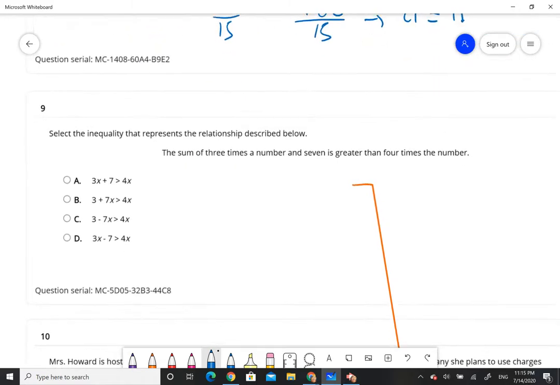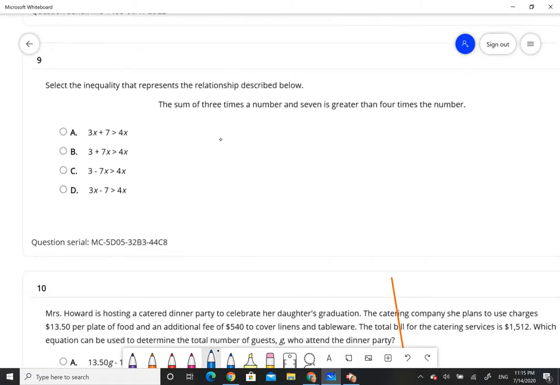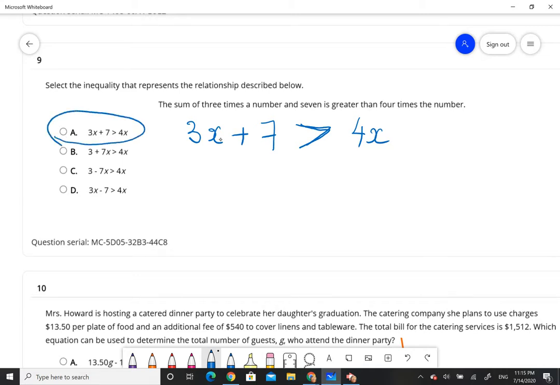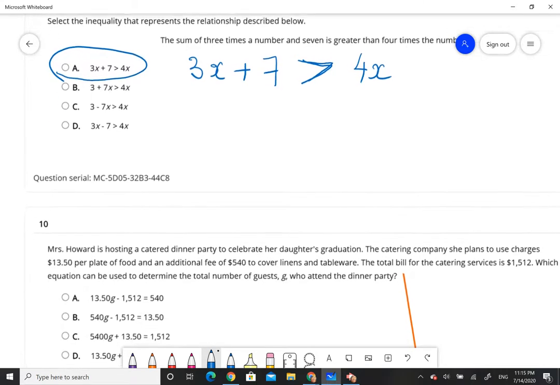And number 9, select the inequality that represents the relationship described below. The sum, right? When you see the sum, that means add. Of 3 times the number, so you can write 3x. And 7, that means 3x plus 7 is greater than, this way, greater than, right? 4 times the number, so 4x. So which one says the same way? 3x plus 7 greater than 4x. So the answer is here.